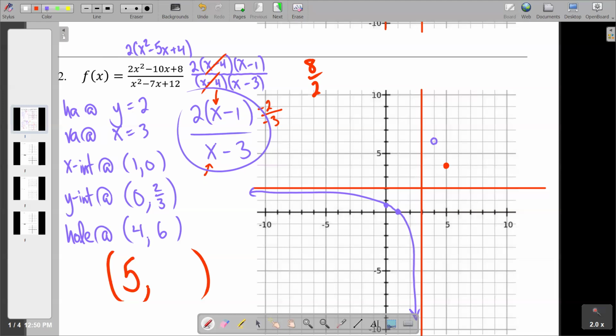So now I can go ahead and sketch the graph. It's going to come down here like this. It's going to hit that hole and just jump a little bit. And it's going to shoot through, and then it's going to asymptotically come down like this.